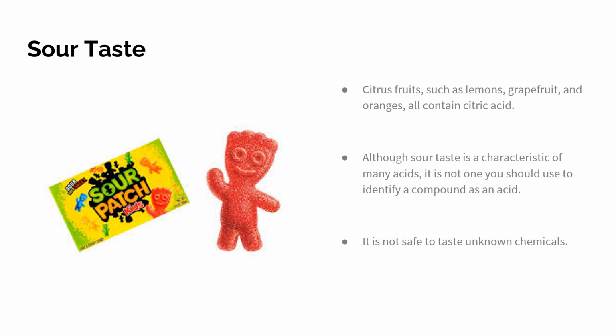Sour taste. Citrus fruits, such as lemons, grapefruit, and oranges, all contain citric acid. Although sour taste is characteristic of many acids, it is not one you should use to identify a compound as an acid. It is not safe to taste unknown chemicals.